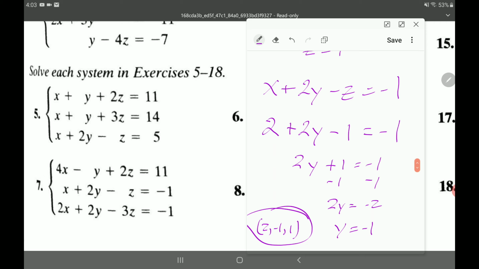Okay. Now, what I'm going to do is do this over again, but I'm going to solve for a different variable, just to show you that I'm going to get the same answers. It doesn't matter which one I solve for. So I'm going to do this over again.